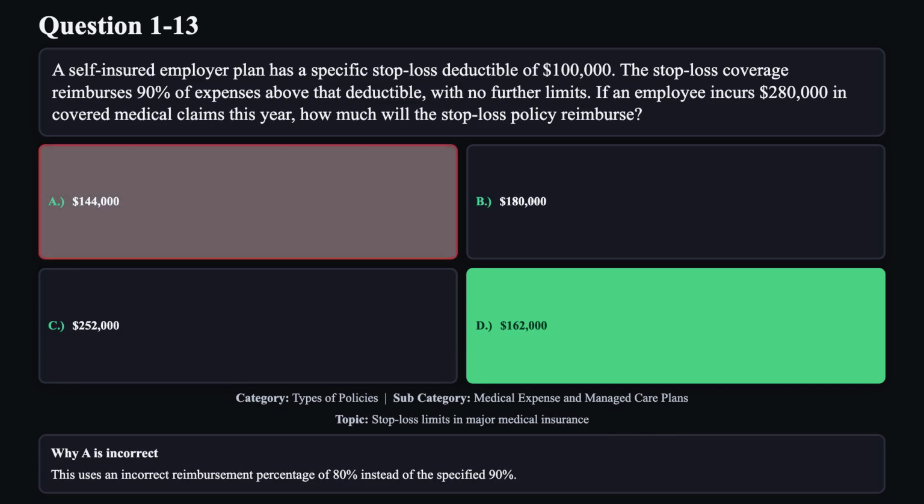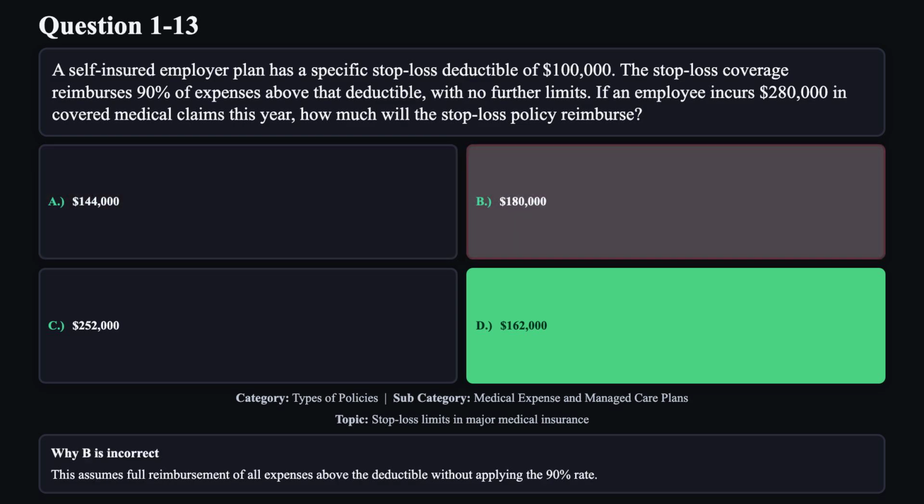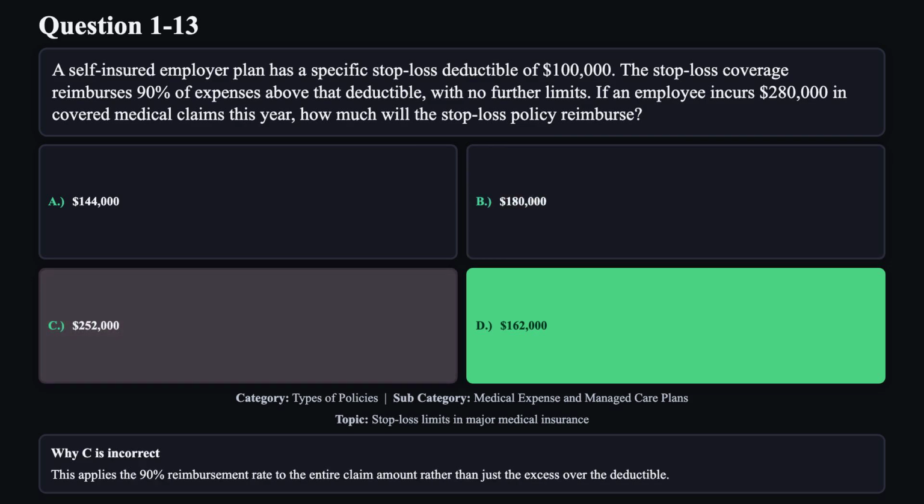Reason A is not correct. This uses an incorrect reimbursement percentage of 80% instead of the specified 90%. Reason B is not correct. This assumes full reimbursement of all expenses above the deductible without applying the 90% rate. Reason C is not correct. This applies the 90% reimbursement rate to the entire claim amount rather than just the excess over the deductible.